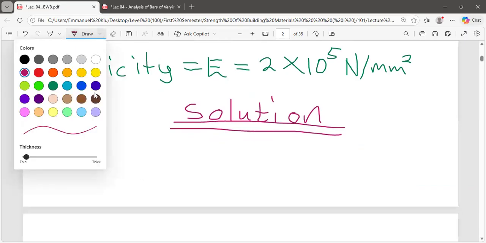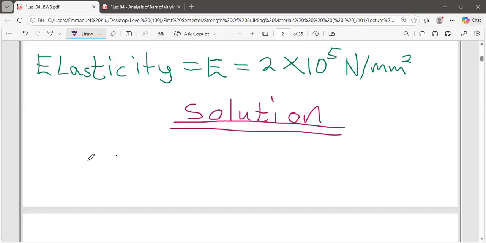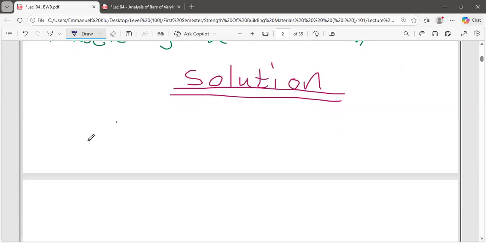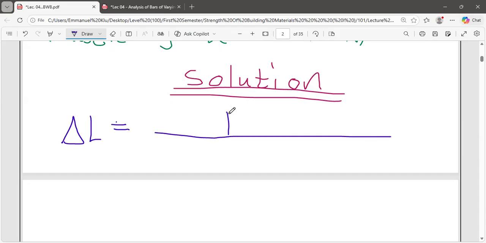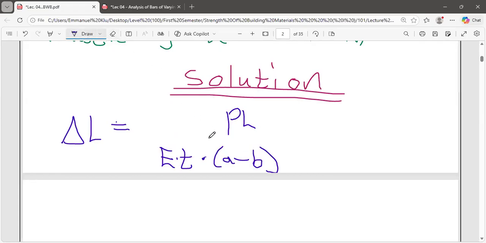The formula we say we are going to be using. Let's all adopt that formula and punch it in, and let's proceed. So we say we are going to be using this formula. That is our change in length. It's going to be equal to PL over E times T, times the difference in width, A minus B, all multiplying log e.